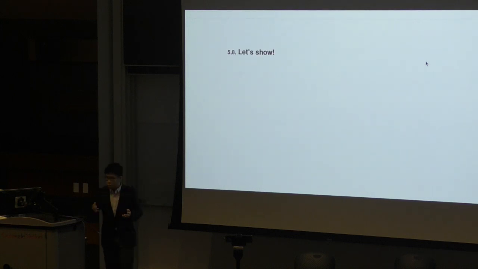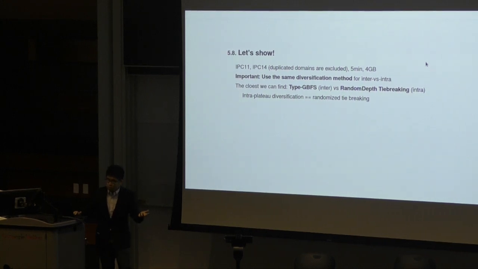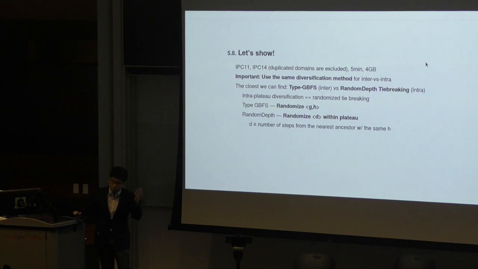So let's show that these are actually orthogonal. We tested IPC domains, and the important thing is that we use the same diversification for inter-plateau and intra-plateau. The closest one we could find is type GVFS and the random depth tie-breaking. But this random depth was initially proposed for A-star, and we use it for greedy best first search. Inter-plateau diversification is a sort of random tie-breaking. So type GVFS and random depths, and you notice that D is the number of steps from the nearest ancestor with the same heuristic value. All of G and H and D are in the depth direction of the search space.